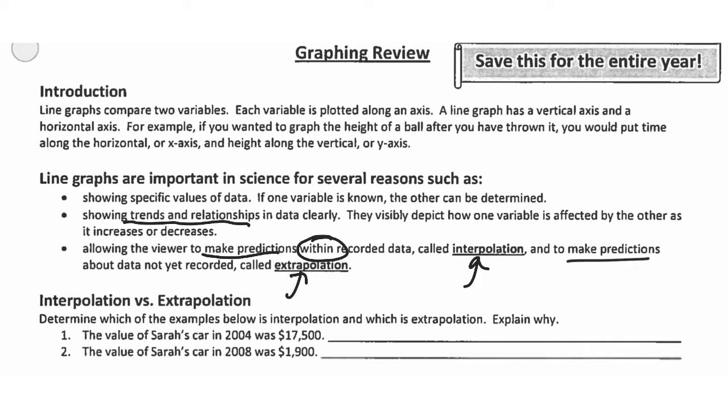So if I look at this, determine which of the values below is interpolation and which is extrapolation, explain why. It says the value of Sarah's car in 2004 was $17,500. So that would be an interpolation because it's in the current data. The value of Sarah's car in 2008 would be extra, which I know both of these would be inter now because these dates are like super old. So that tells you how old this paper is too. But sometimes oldies are good. Okay, so let's move on.